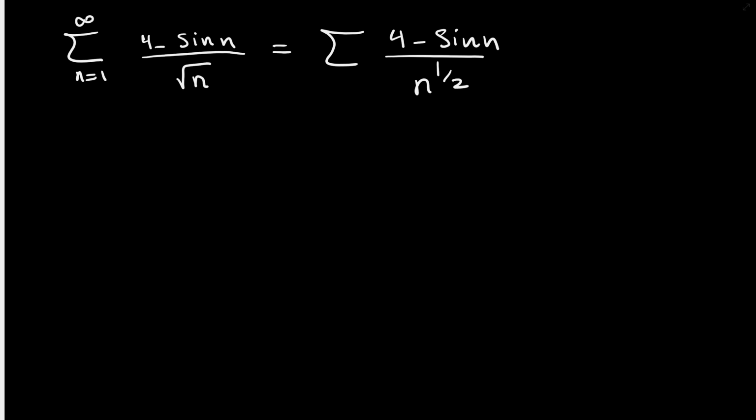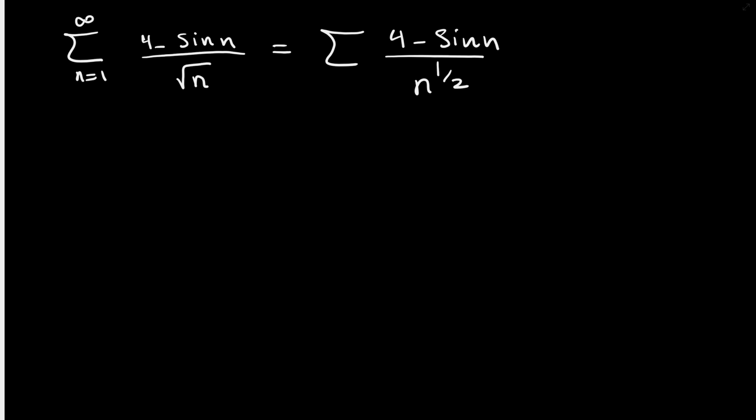If p is greater than 1, the series converges, and if p is less than 1 or equal to 1, then the series diverges. And in this case, p is 1 half. 1 half is less than 1, so it diverges. But this is not a p series.